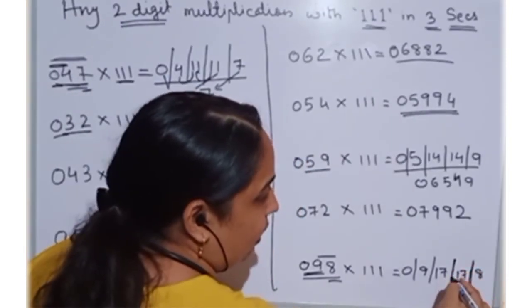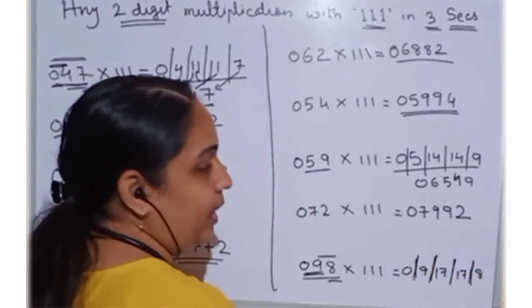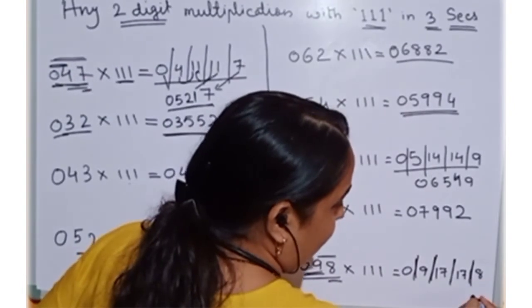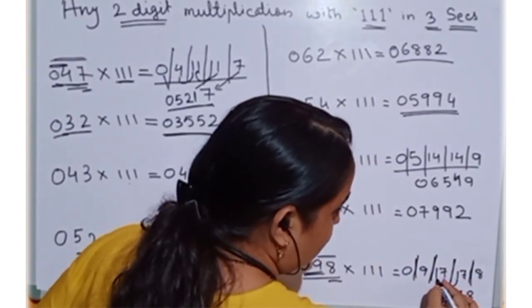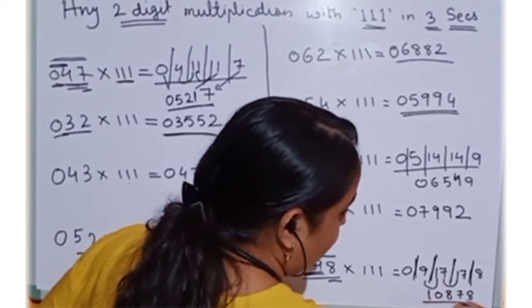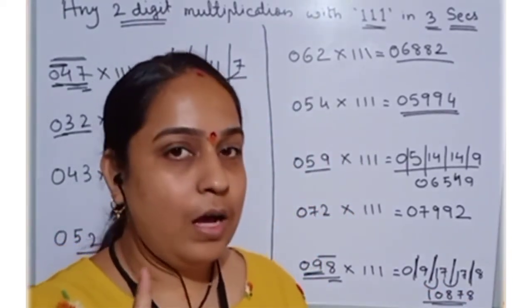Always remember, keep this balancing line. This will help you a lot. 8, 7, 8 and 10. See how simple it is.